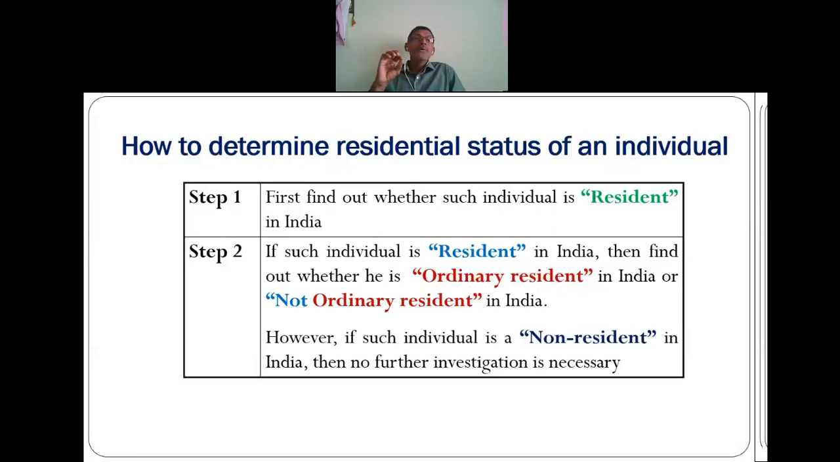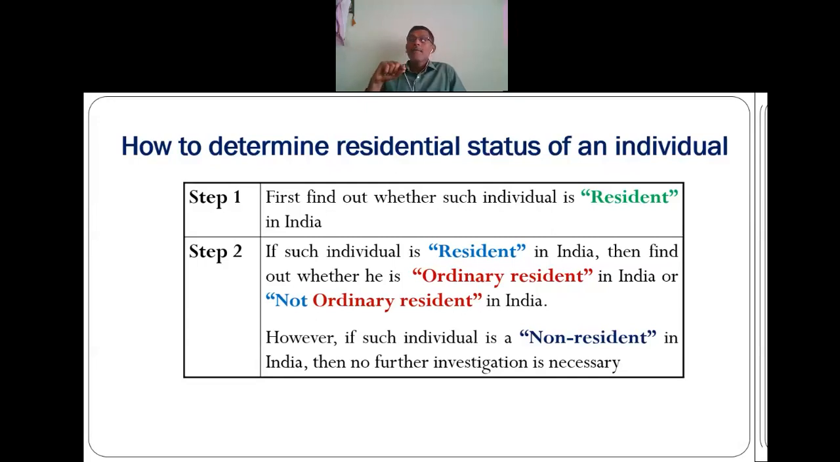So you have to follow two steps. First, you have to find out whether such an individual is a resident or not. That is the first step you have to determine. The second step is to determine whether you are an ordinary resident or not ordinary resident.